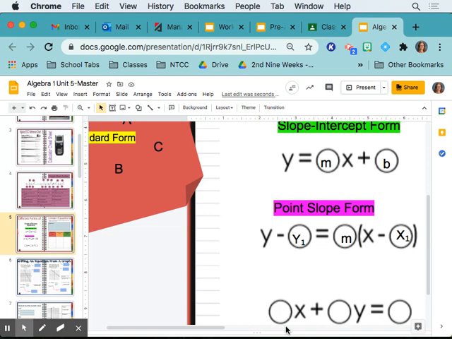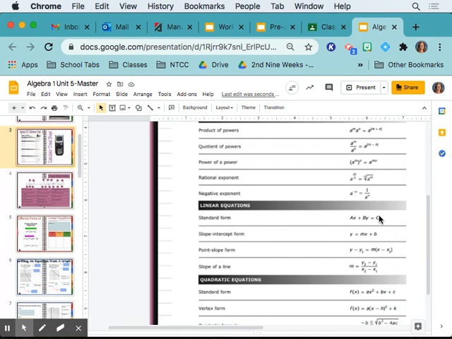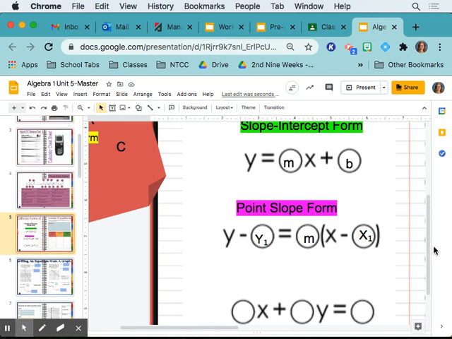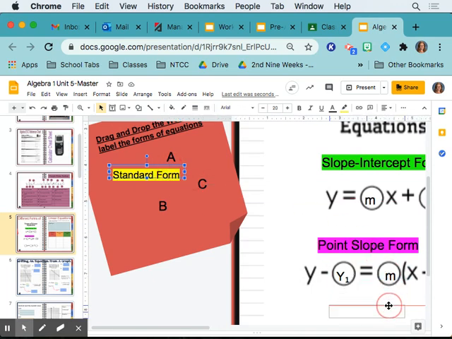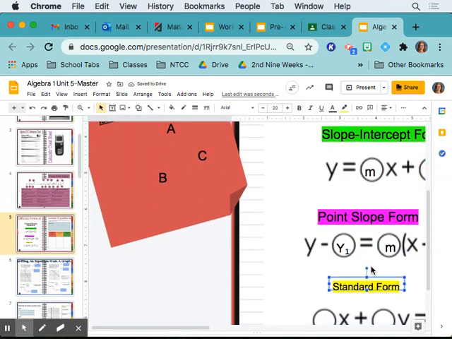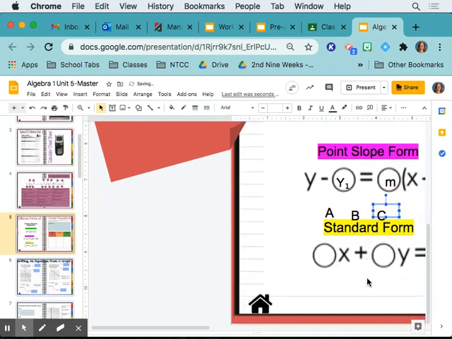Next form is blank x plus blank y equals blank. That is our standard form. Make that a little bigger. I'm going to pull these all down here so I can move them. So it's ax plus by equals c.